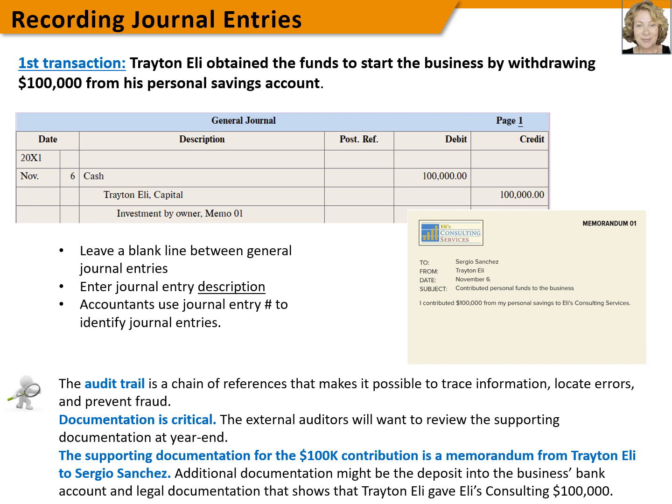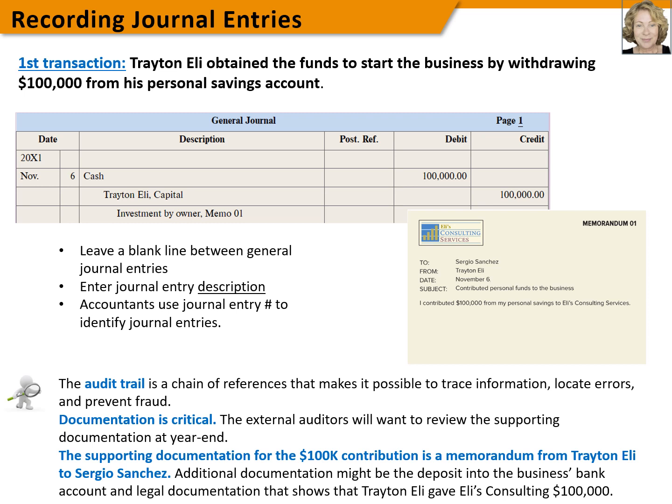Accountants use journal entry numbers to identify journal entries. Document numbers are part of the audit trail. What's the audit trail? The audit trail is a chain of references that makes it possible for someone to trace information, locate errors, and prevent fraud. The audit trail provides a means of checking the journal entry against the original data on the documents.